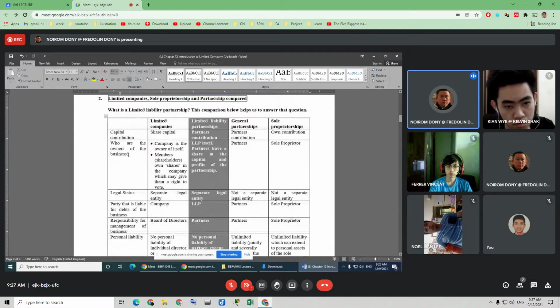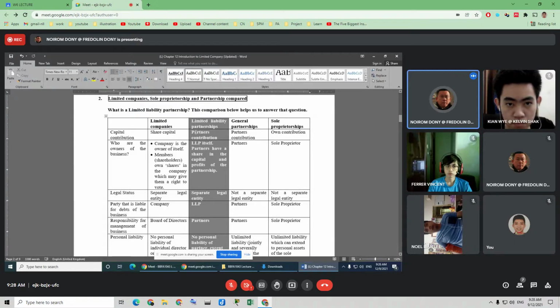Who is the owner of the business? For sole proprietorship it is the sole trader. So he is the owner. For general partnership and limited liability partnership, all these are owned by partners. For limited liability partnership, the LLP itself. So partners have a share in the capital and profit of the partnership.